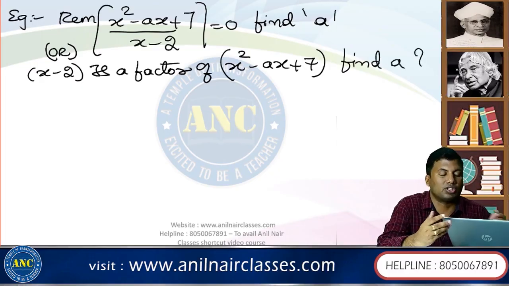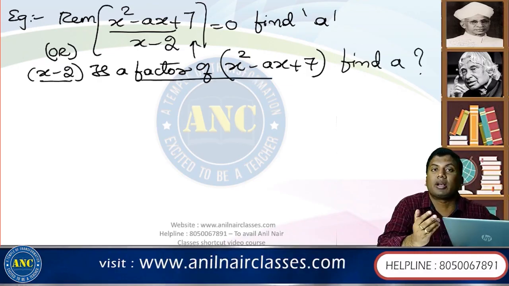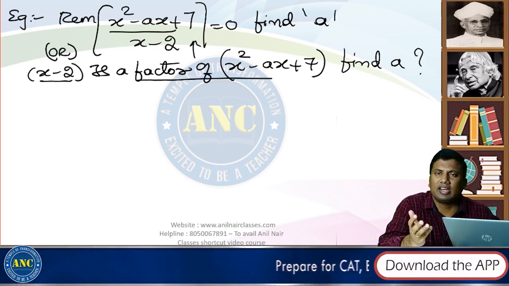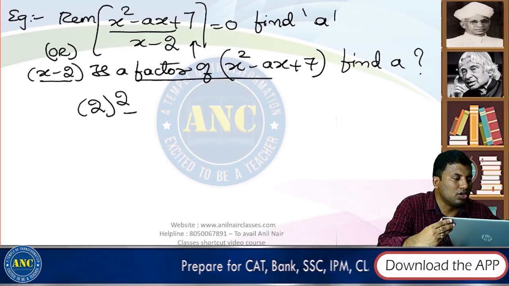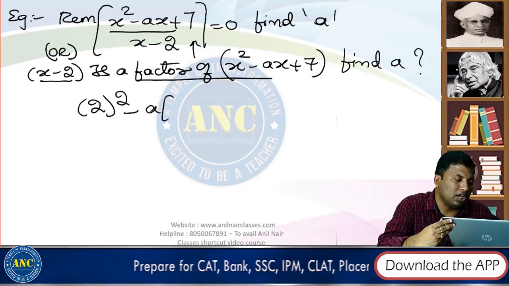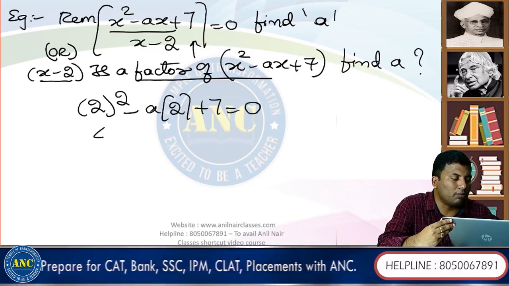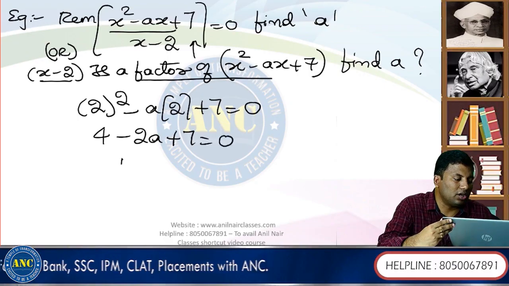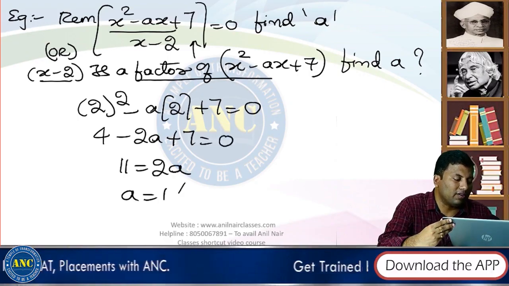Both are same questions. So what you have to do? Because x minus 2 is a factor of this expression, remainder has become 0. So one is a mathematical terminology, another is an English statement. So wherever x is there, substitute 2. So 2 square minus a into 2 plus 7 equivalent to 0. So 4 minus 2a plus 7 equivalent to 0. So this will become 11 equivalent to 2a. A is nothing but 11 by 2.